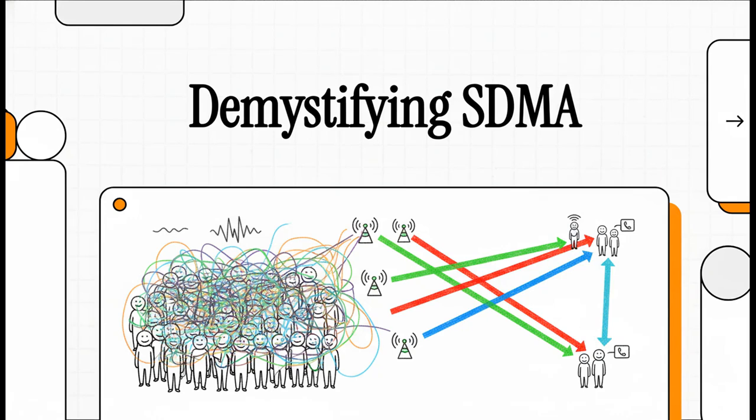You know that feeling when you're in a super crowded room and everyone's talking at once? It's just chaos, right? A wall of noise. Well, believe it or not, our wireless devices are in that exact situation every single second. So today, we're going to pull back the curtain on one of the coolest solutions to that chaos: Space-Division Multiple Access, or SDMA for short.